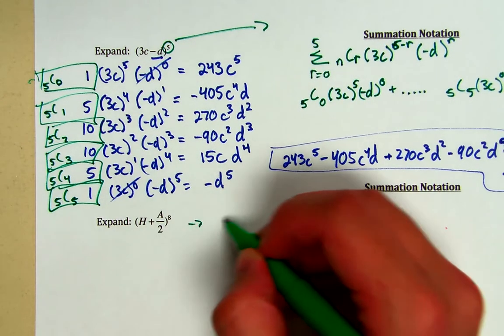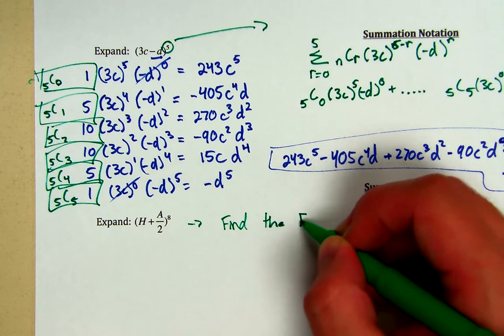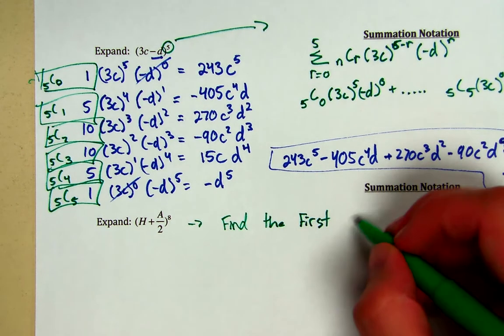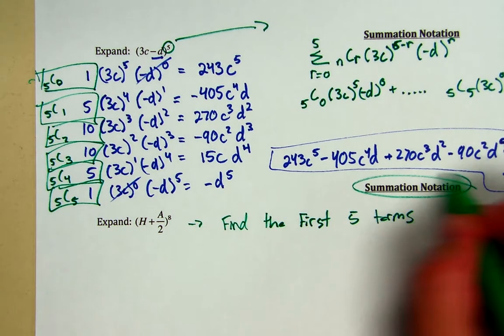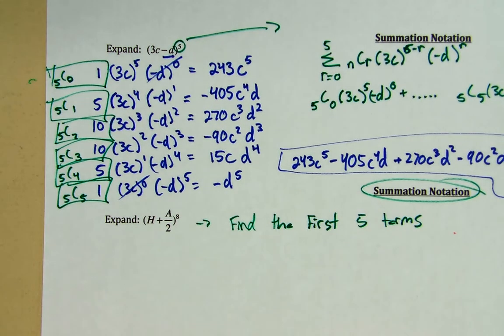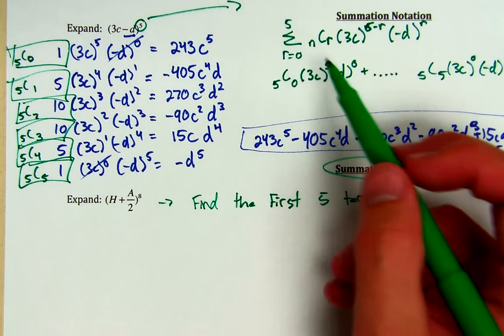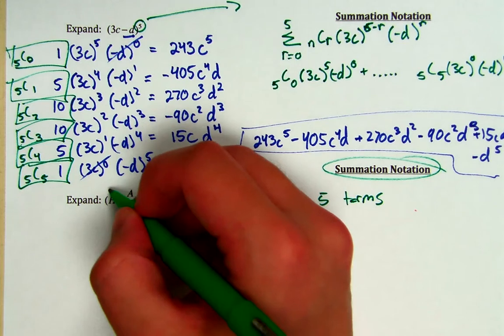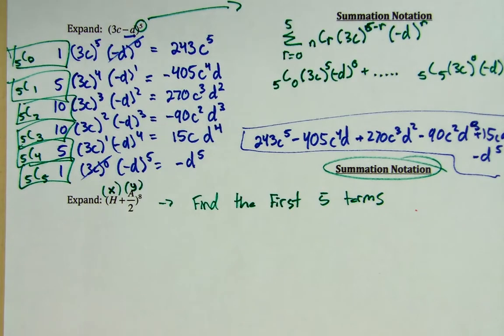Now, I want you to just find the first 5 terms here and write out the summation notation. So write out the summation here. Remember that this is going to be your x and this is going to be your y. Right? So before trying that one, let's go through one last thing.